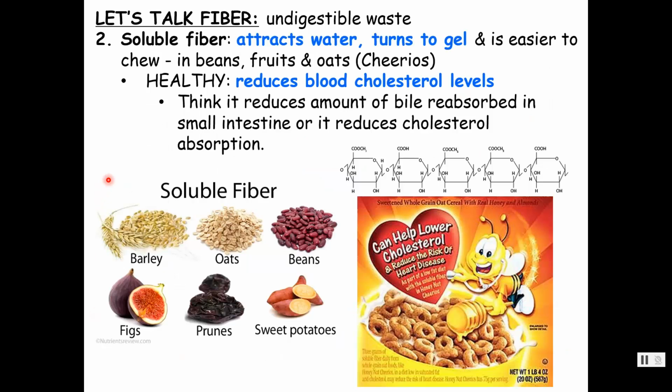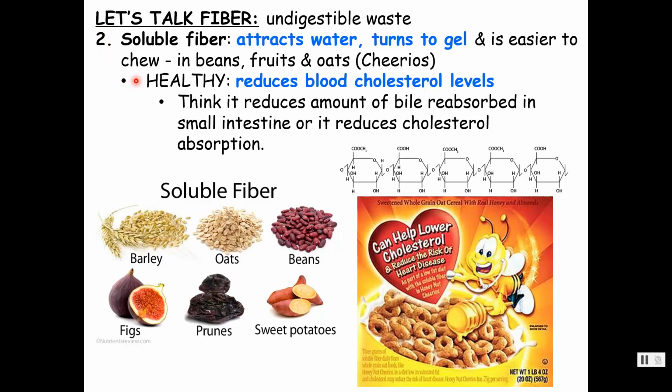So now let's talk about soluble fiber. Soluble fiber, once again, we still can't digest it, but what it's going to do is attract water, and these are things that turn to gel. So think about things you can soak and they sort of change in their consistency. So things that are easier to chew. So beans, fruits, oats. Oats is a big one.